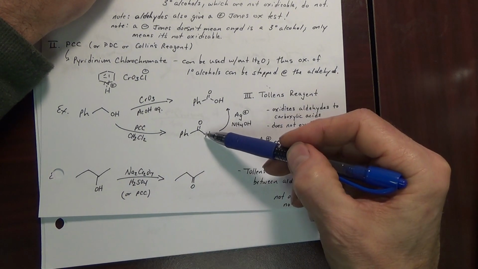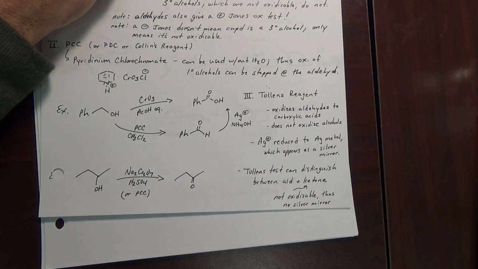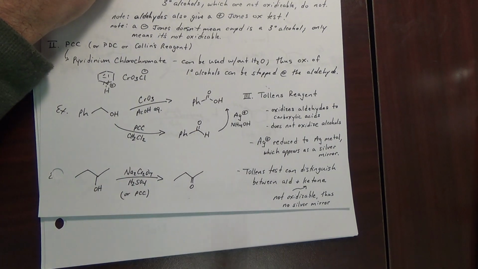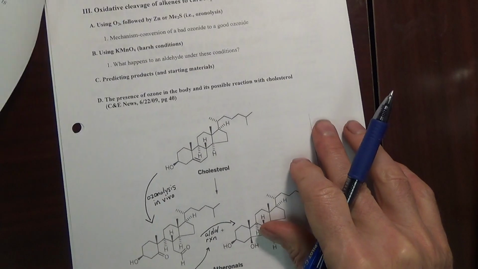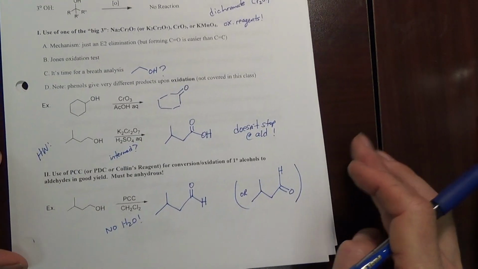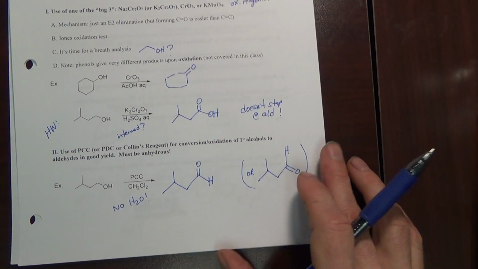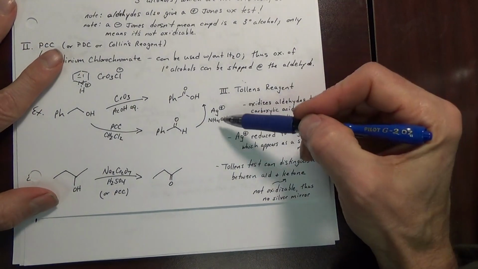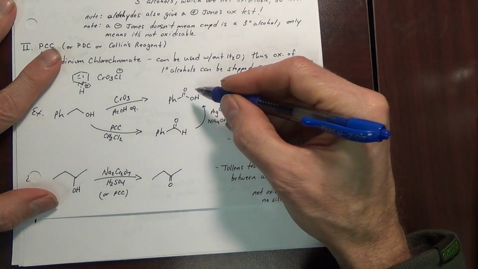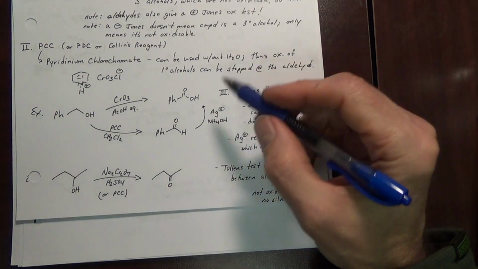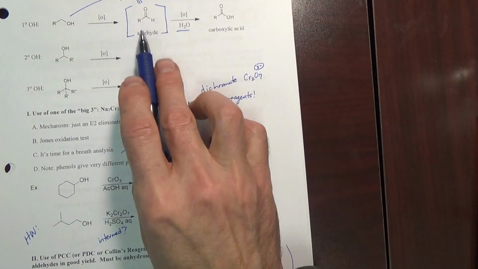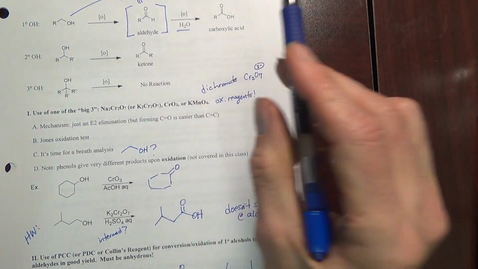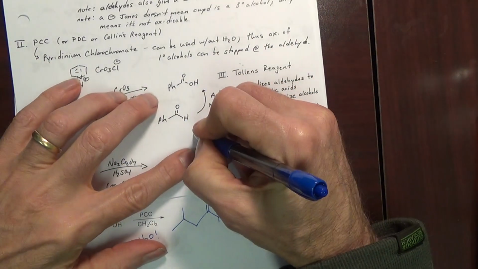Now, of course, aldehydes can be oxidized to carboxylic acids, and we can look at that now. A common reagent for doing this reaction, which, by the way, the big three would do this. The big three will take an aldehyde all the way to the carboxylic acid.